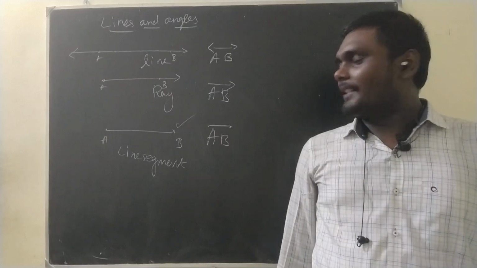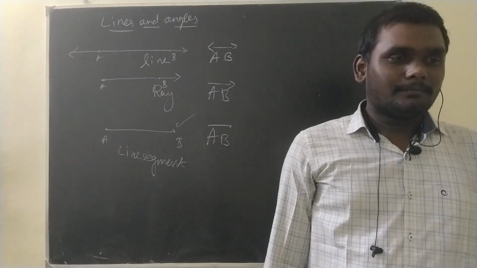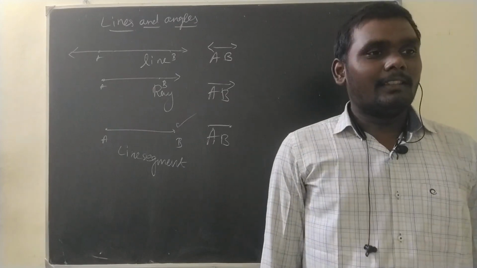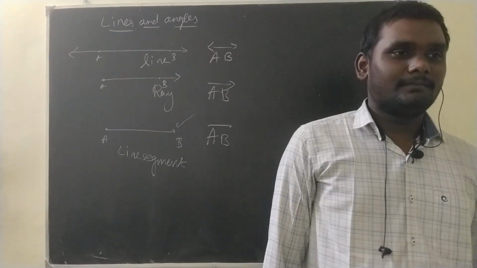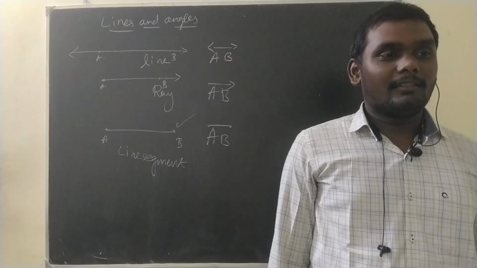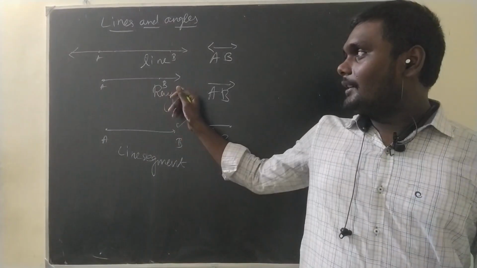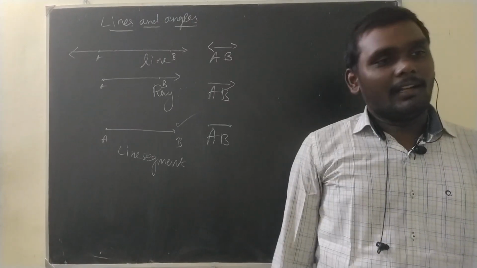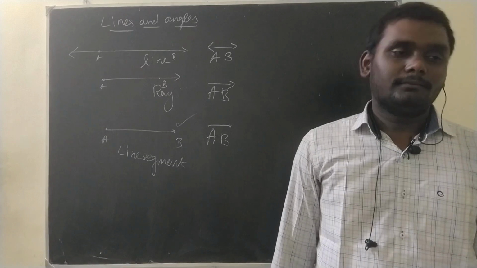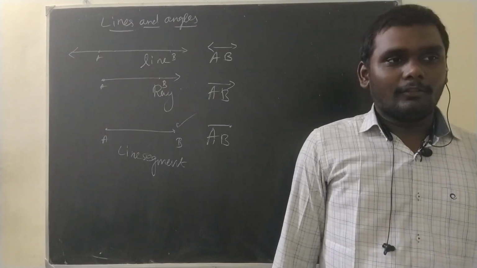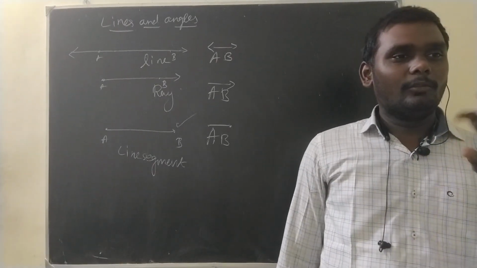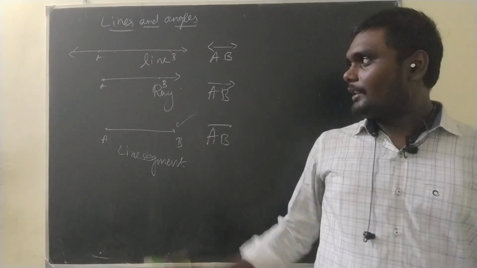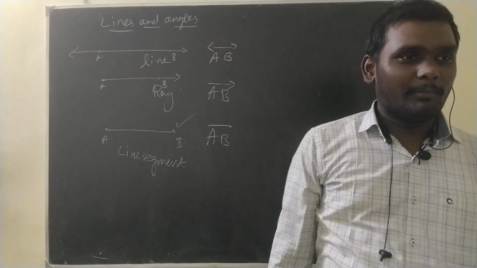Where do we use lines and rays? Wherever the direction is specified, we may use ray and line accordingly, because using a line, we may specify a direction. Also, nowadays we are using Google Maps. Can you see this kind of shapes in Google Maps?